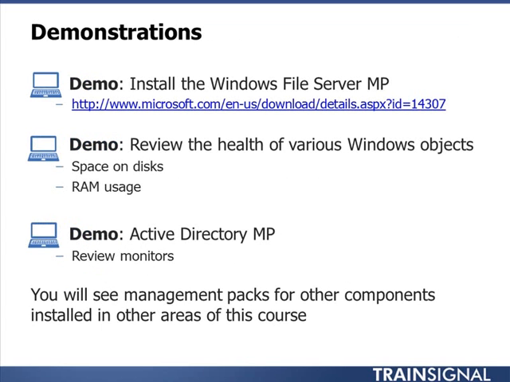Now, we're going to do 3 demonstrations to end this lesson. The first one, we're going to install the Windows File Server Management Pack from the link that you see on your screen. Then we're going to review the health of various Windows objects because I've already installed the Windows Core Services Management Pack. And then we're going to take a look at the Active Directory Management Pack that's also already been installed. And I'm also going to show you a couple of other things while we're over there, just so you can get a better understanding for exactly how Operations Manager operates. So back over to the Operations Manager console we go.